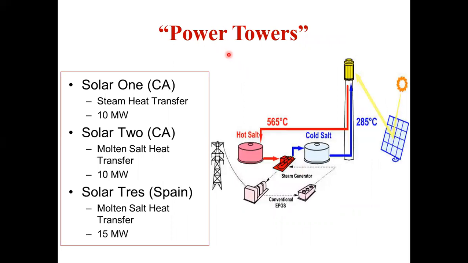We know that there are power towers. Solar One has steam heat transfer, at 10 megawatts. Solar Two again has molten salt heat transfer. In this diagram we can see how the light energy from the sun goes to the reflector, then the receiver. Here we are providing the cold salt and hot salt, and then the steam generator. Finally the electricity can be distributed.